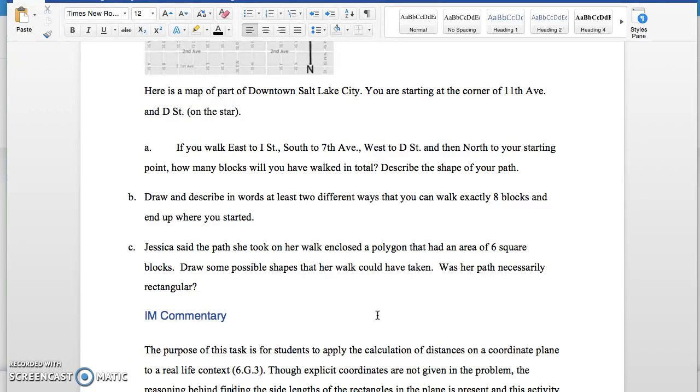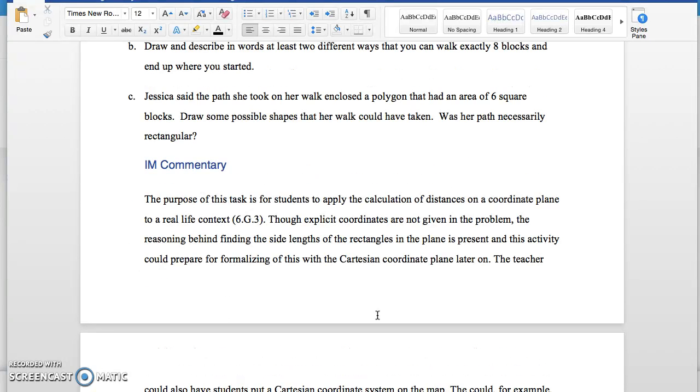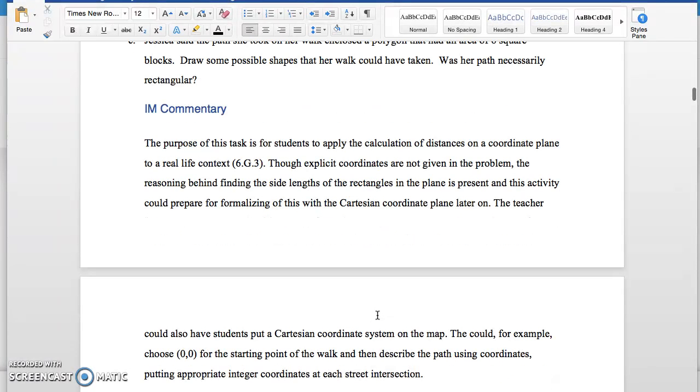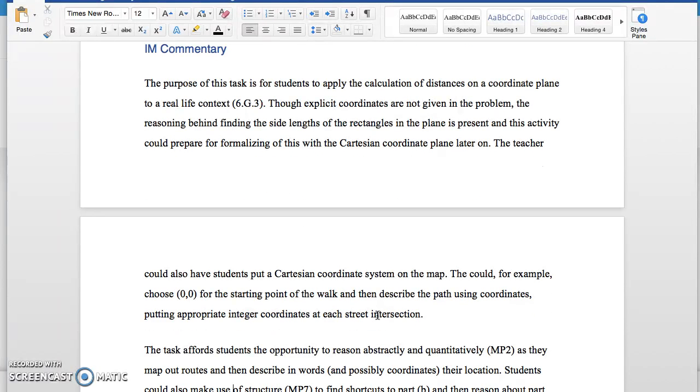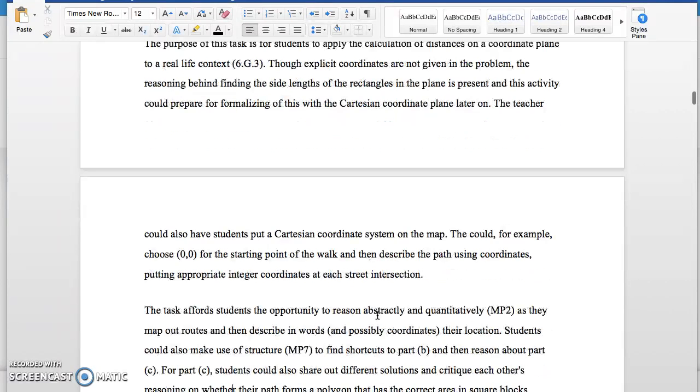So this is kind of using a real life situation, which I liked. The purpose of this was to apply the calculation of distances on a coordinate plane to real life context. Like I had stated, the explicit coordinates are not given in the problem, and the reasoning for finding the side lengths of the rectangles in the plane is present, and this could prepare your students for the Cartesian coordinate plane later on. They could also use this system on the map or choose 0, 0 for the starting point and then walk to where you're going from there.